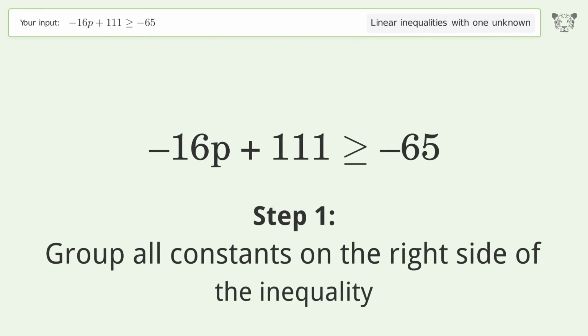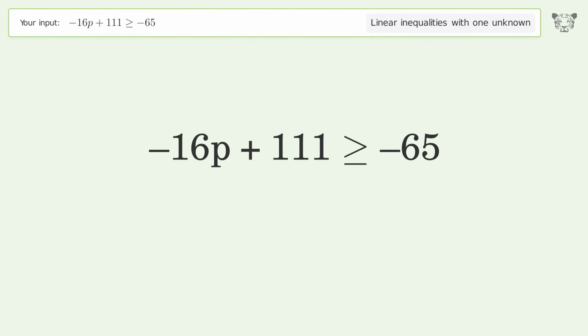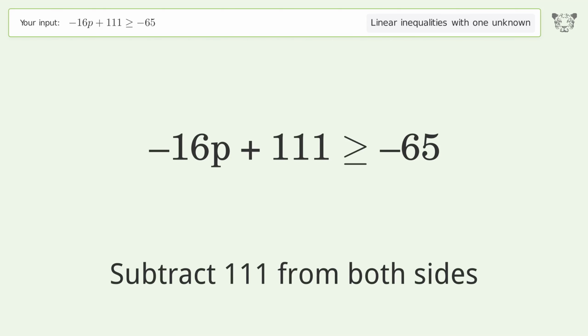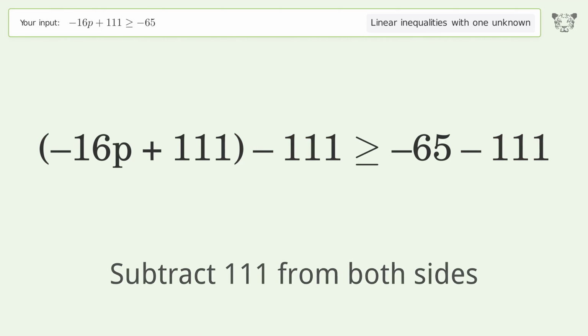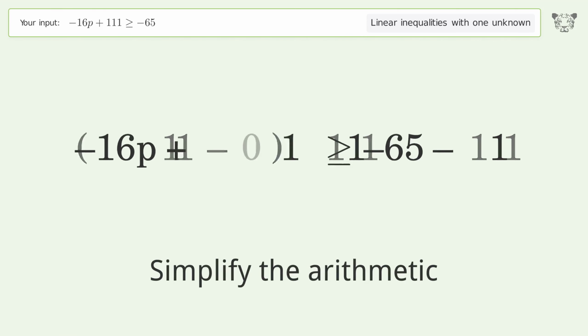Group all constants on the right side of the inequality. Subtract 111 from both sides. Simplify the arithmetic.